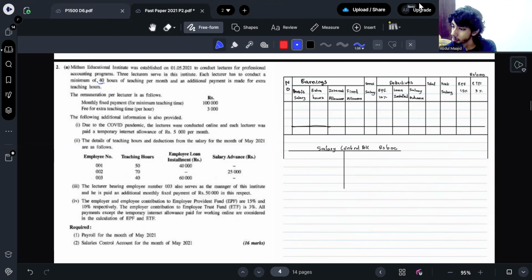Fee for any extra teaching time. If they teach 1 hour extra, they'll be paid 3,000 for each extra hour. The following additional information also provided. Due to COVID-19 pandemic, the lectures were conducted online, and each lecturer was paid a temporary internet allowance of 5,000 per month. Okay. Then, okay, these are some deductions.